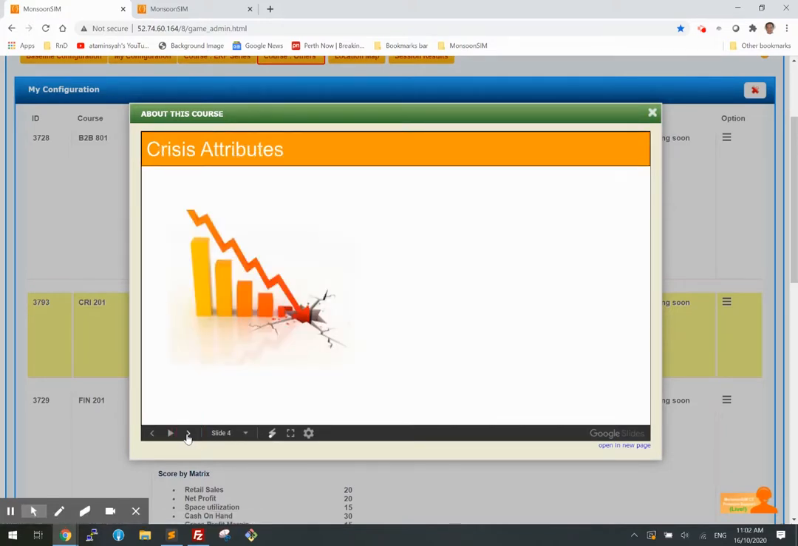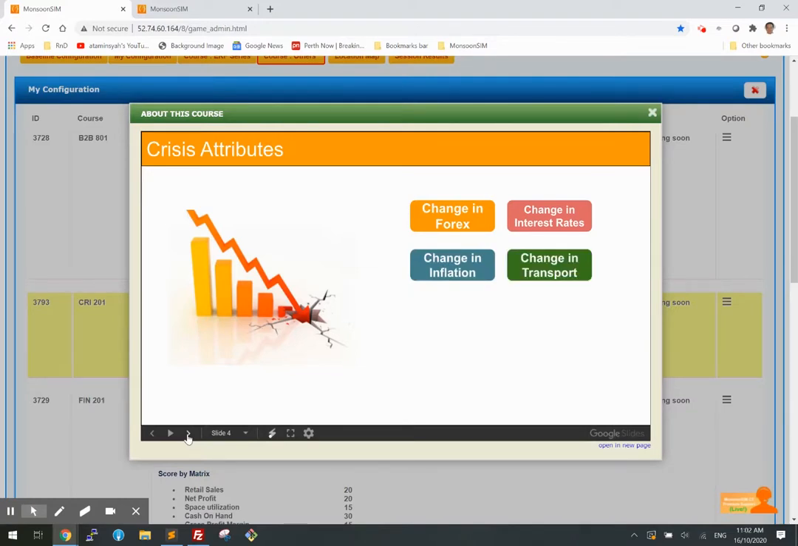About the crisis, which is the main topic of this course, you can change the Forex, the exchange rate between US dollar and Thailand baht. You can also change your interest rates. You can also change the inflation when the crisis hits, and it brings about the change in transportation costs, change in demand, and change in the receivable days.